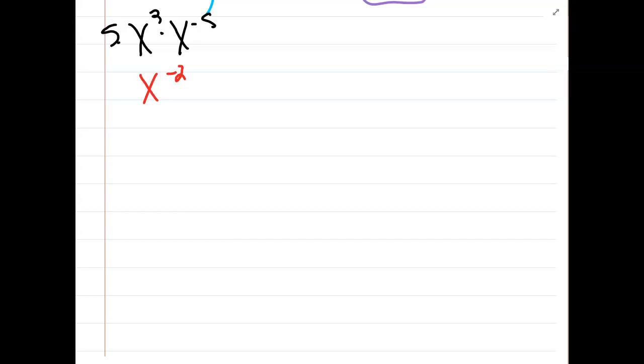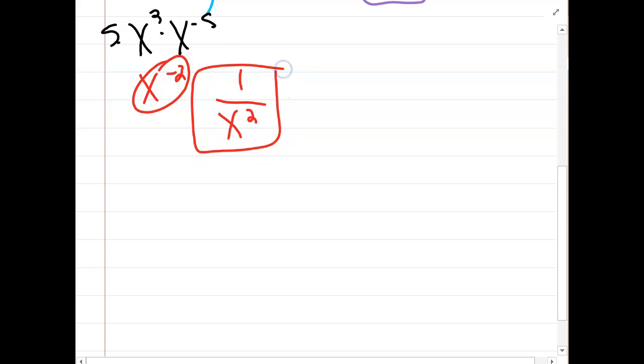Yeah, flip it over the fraction bar. This is in the numerator, so you're going to move the x to the denominator. The negative 2 becomes a positive 2. And I've got nothing left in my numerator, so we'll throw a 1 up there. You get 1 over x squared. So same rules from Monday and Tuesday. It all kind of flows together.